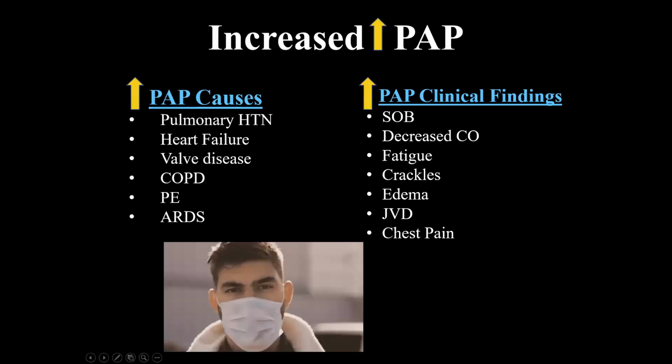Okay, so we used to break it down of why pulmonary systolic was high. We just lump them together now. So why do we have high pulmonary artery pressures? And I've already told you pulmonary hypertension is a common one. Heart failure, valvular disease, particularly on that side of the heart. So that would be the tricuspid.